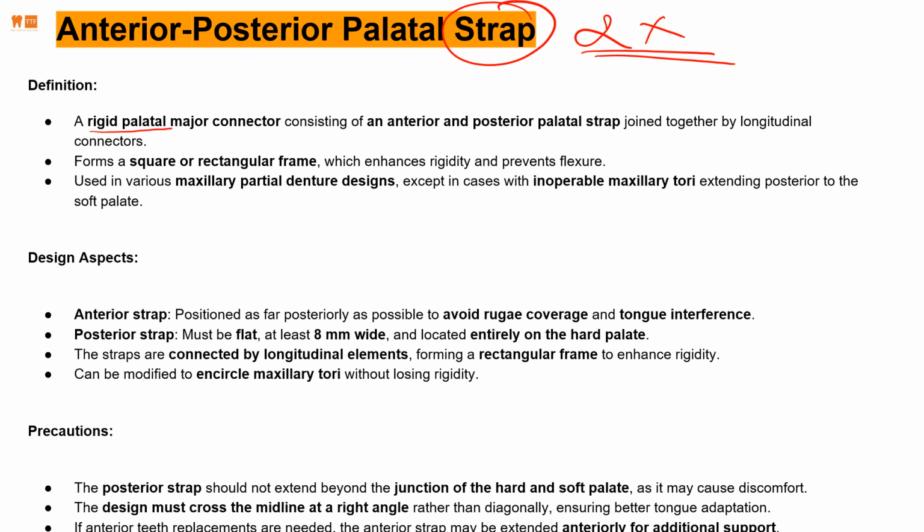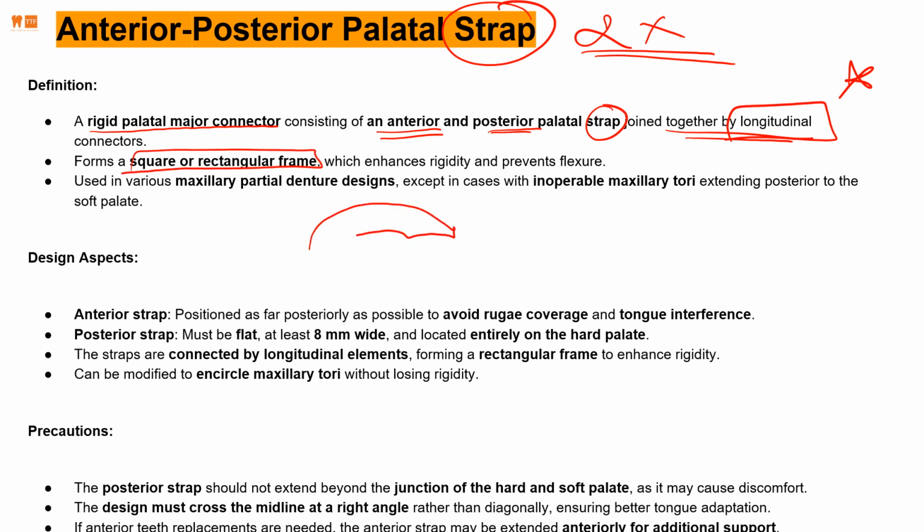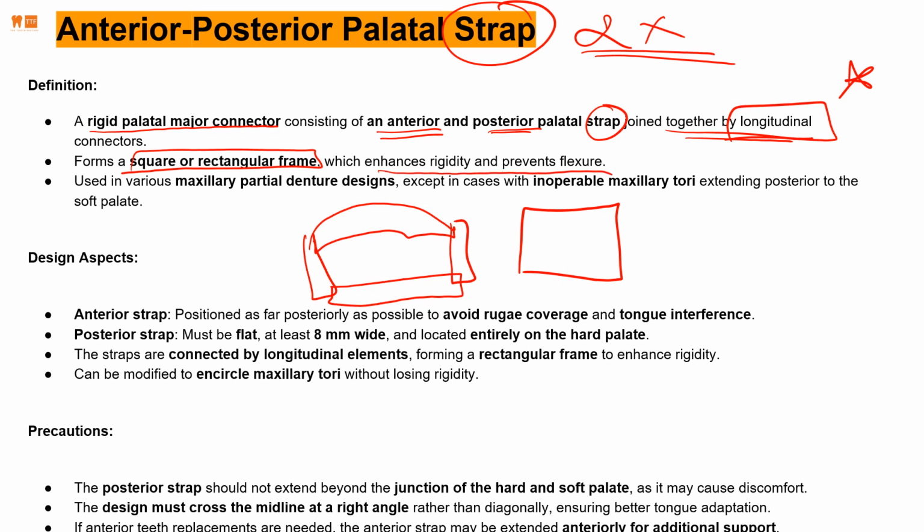The design is a rigid palatal major connector. It consists of an anterior and a posterior strap that are joined together by a longitudinal component, and we'll take a look at that in the design there. It forms a square or rectangular frame. As you can imagine, anterior and posterior with a longitudinal component, it forms a square, right? Which enhances rigidity and prevents flexure. So it's very rigid. It's a four-corner frame used in various maxillary partial dentures, except in inoperable maxillary tori.